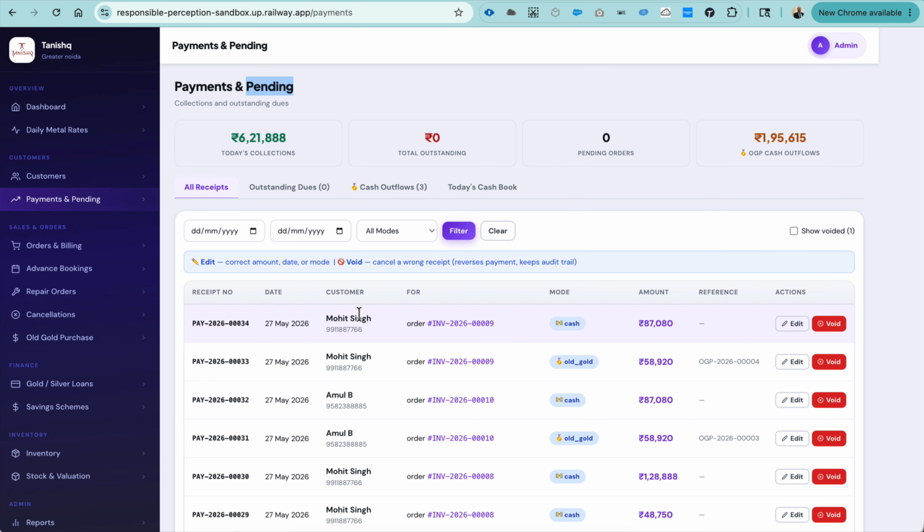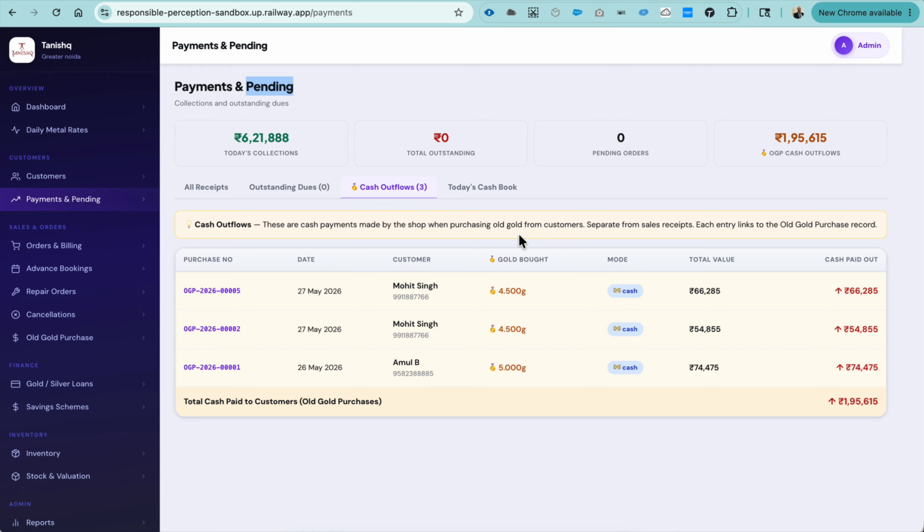So along with the receipt sections, in the payment sections you will see how many cash flows we have given against the old gold purchase. So this was what I was talking about: how to buy old gold from customers, and how you can create an old gold purchase item.